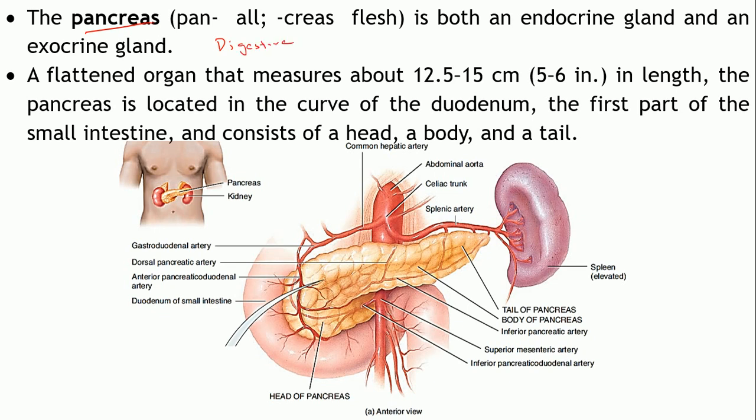It is one of the accessory digestive organ, right? So it is the one which secretes the pancreatic juice which helps in the digestion. So over there also we have seen that this particular organ functions as an endocrine gland as well as an exocrine gland. So it has both the parts.